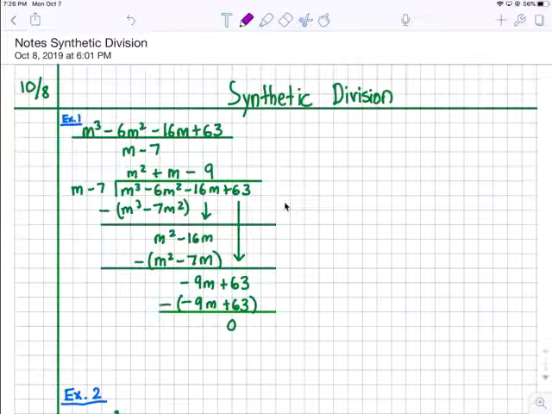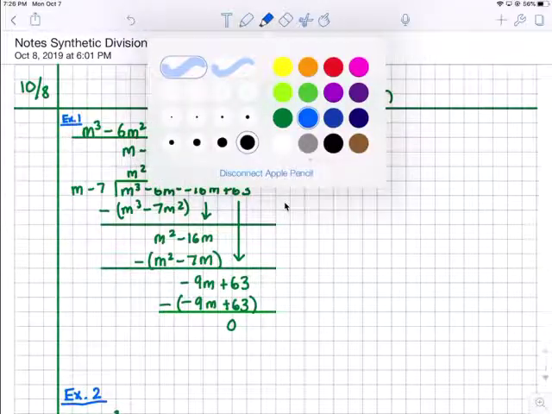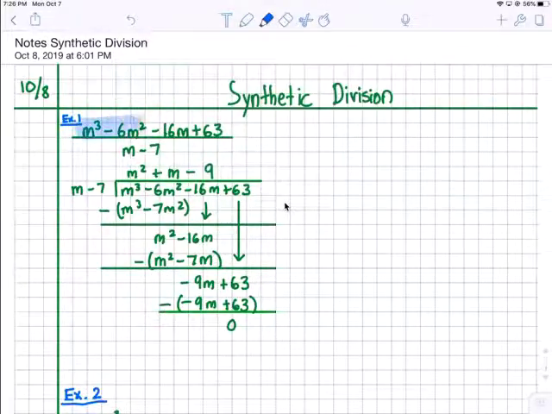Now what we're going to do is something called synthetic division, and it's just a much quicker way to do long division. Okay, so here are the steps. First, we look at the polynomial in the numerator, and we write down all the coefficients of the terms.